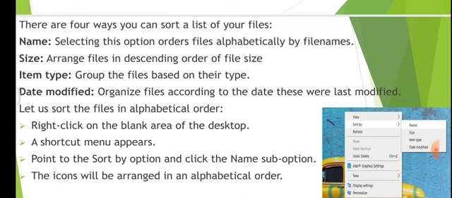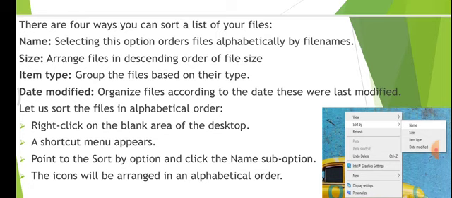Name. Selecting this option orders files alphabetically by file names. Size. Arranges files in descending order of file size. Item type. Groups the files based on their type. Date modified. Organizes files according to the date these were last modified.